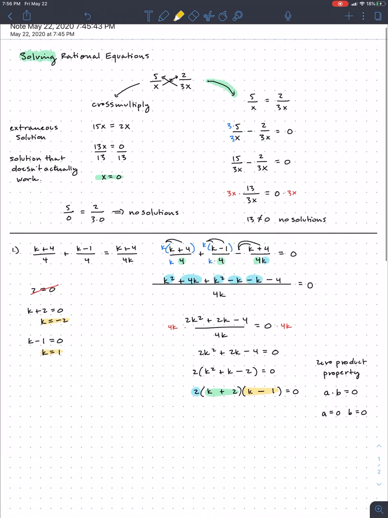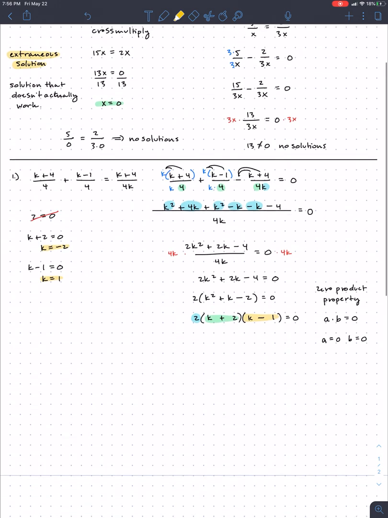Remember what we did up here. So this is the only thing we're going to need to check. We need to check if there's any extraneous solutions. So what that means is I'm going to need to plug in negative 2 and 1 into my original equation. Okay? So we're going to check for extraneous solutions.